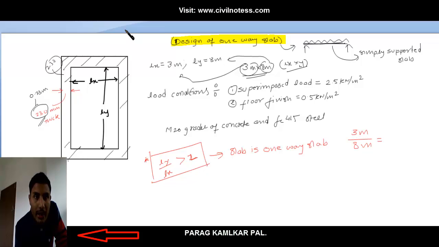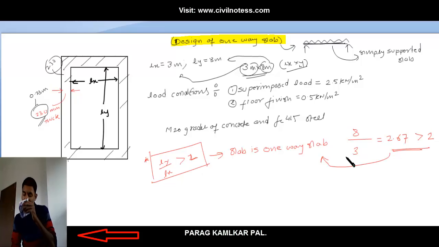So it is 8 meter by 3 meter. I'm really sorry guys. Okay, 8 by 3. So what exactly we got is 2.67, which is greater than 2. So this slab is called a one way slab.